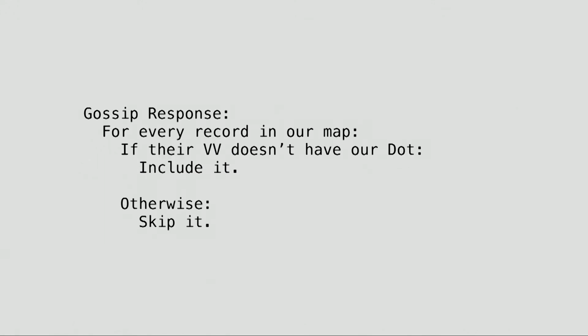Here's how this could work. Our gossip request is we just send them a copy of our version vector. Easy enough. The gossip response is we iterate through every record in our map. If their version vector doesn't have the dot associated with one of those records, if it hasn't seen that thing yet, if that thing has happened after their version vector, we'll include that in our delta. Otherwise, we just skip it, because they've already seen it. So we send that delta back.